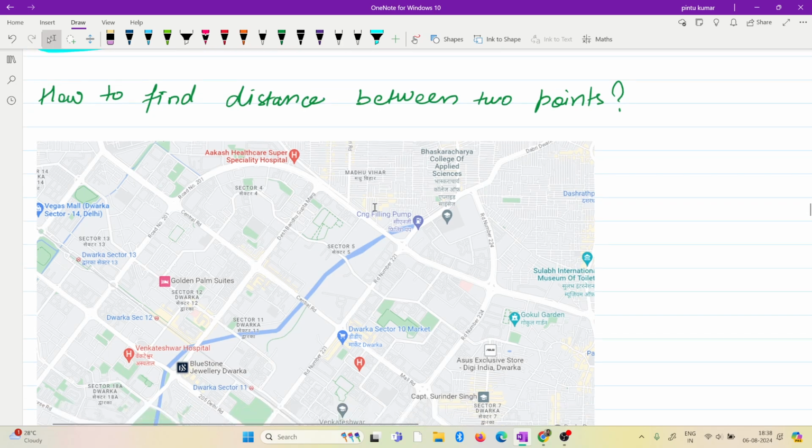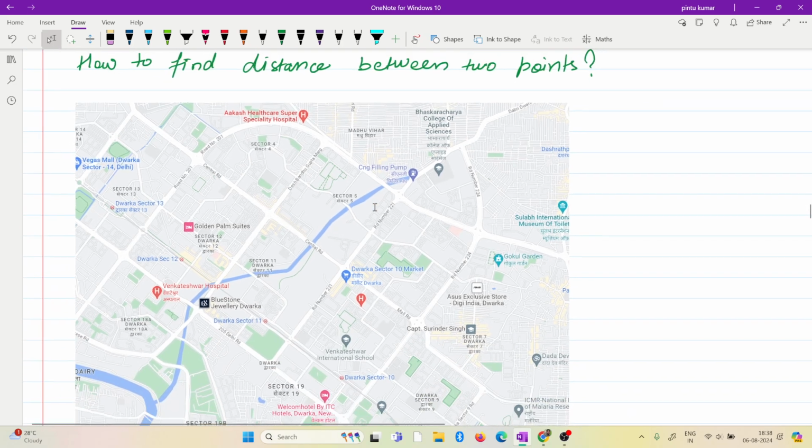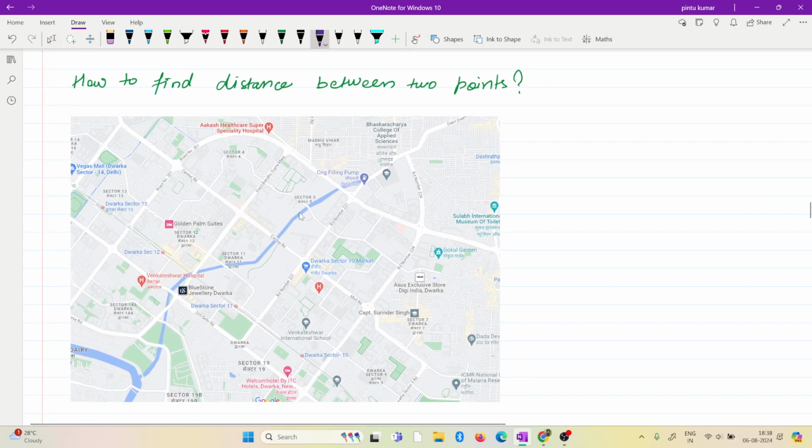So the question is, how do we find the distance between 2 points? It's a very simple question. Let's say I want to go to this CNG filling pump and I want to start from this Venkateshwar hospital. This is a map from Dwarka, Delhi. So this is Venkateshwar hospital and this is the CNG filling pump. How do I calculate the distance between these 2 points?